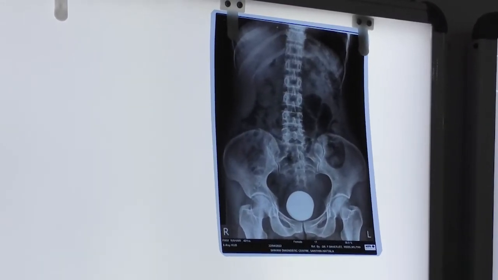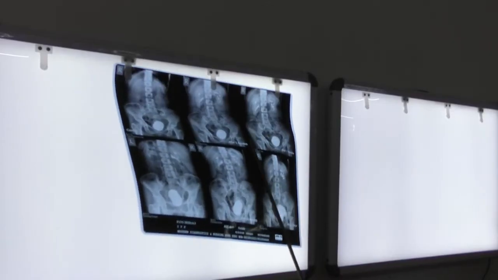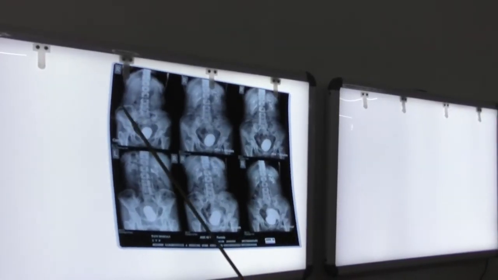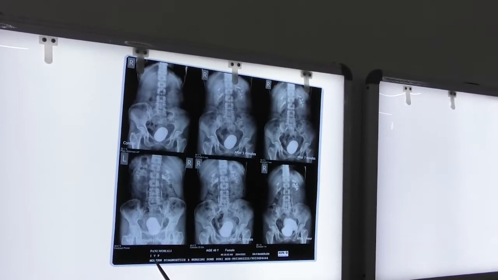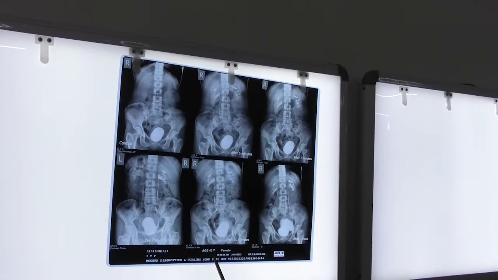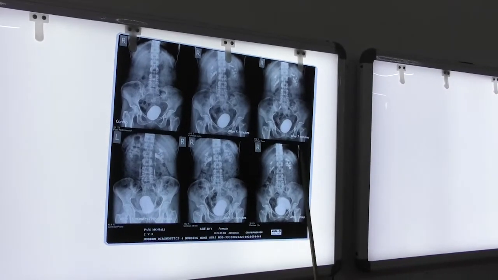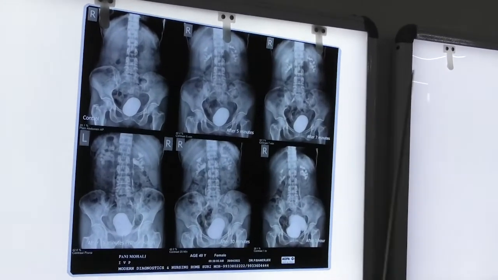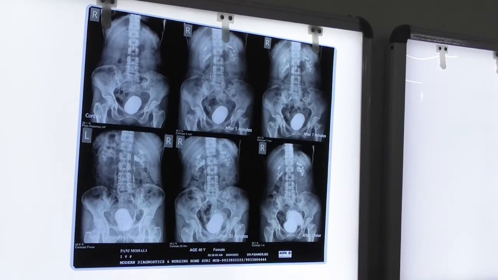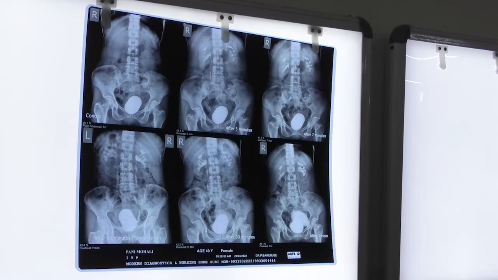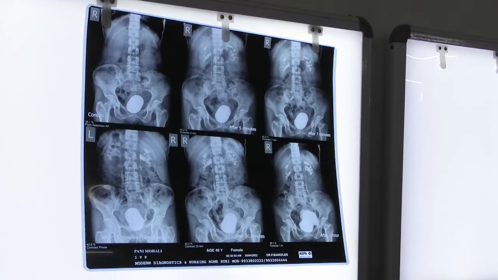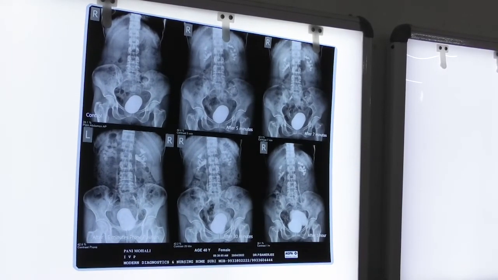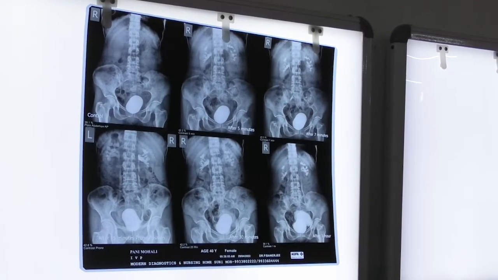Now we will come to this one. Now we can see a series of X-ray plates. This is the intravenous pyelogram. It is also called the descending pyelogram, or the excretory pyelogram.